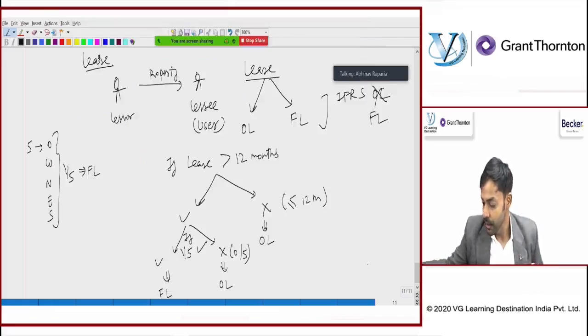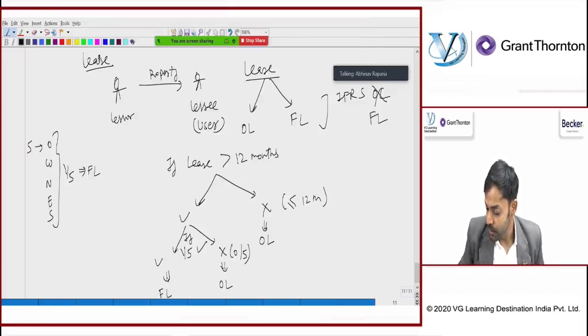So that's why we have done this. In case the lease is for more than 12 months, it is going to be a financial lease. If it is less than 12 months, it is an operating lease. If you satisfy one condition, it is a financial lease. If not, it is an operating lease.